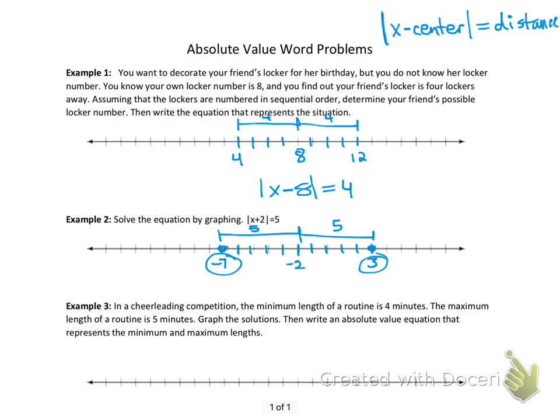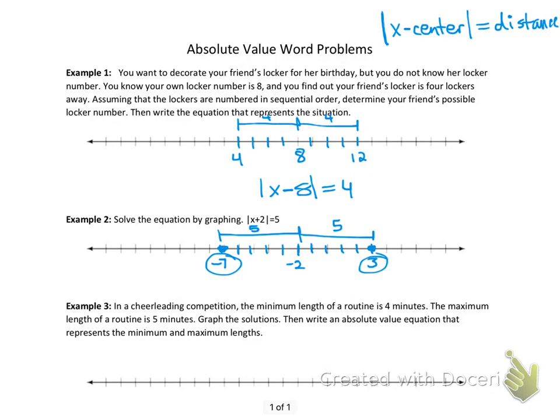One more. What if I told you that I'm giving you the actual solutions and you have to come up with the equation and a graph to represent the situation? Well, this is what's happening in example 3. This is the only alternative question that I could possibly ask you. So in a cheerleading competition, the minimum length of a routine is 4 minutes. The maximum length of a routine is 5 minutes. Graph the solutions. Then write an absolute value equation that represents the minimum and maximum lengths. So yes, we're starting with the answer.